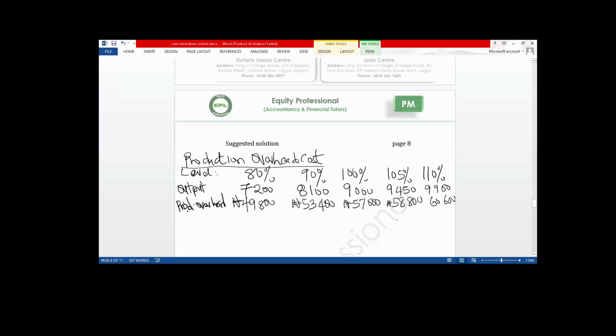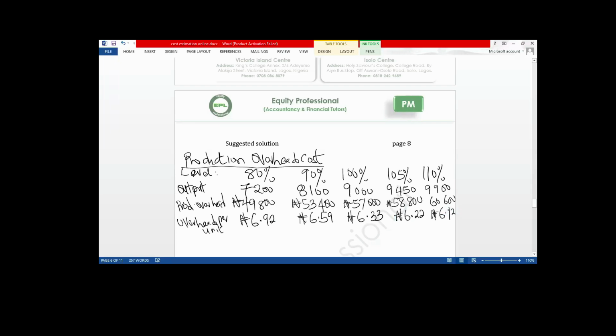The concern will not be in the class, but they will take the note later. Now get overhead cost per unit. For 80%, 6.92. Next, 6.59. 6.33. 6.22. Next, 6.12.